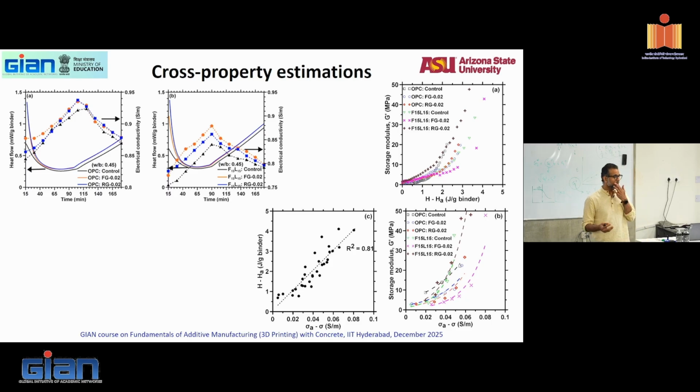So cross property estimation is a very interesting field, so that you measure one and you infer so many other things from it. Interesting way to see. The reason why electrical conductivity is very appealing is that there are a lot of applications for which conductivity is used already.